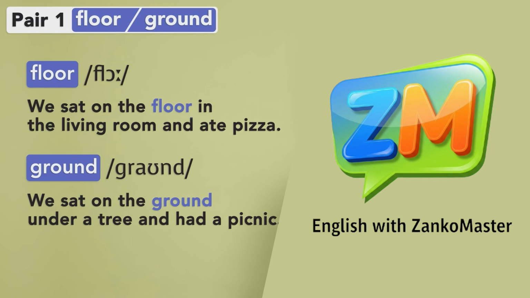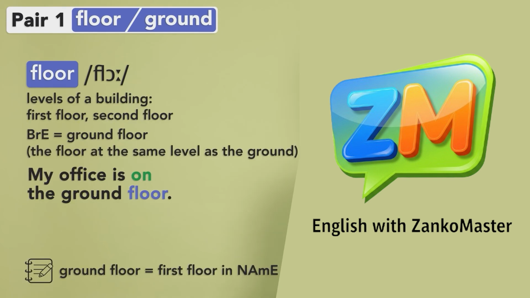For example, we sat on the floor in the living room and ate pizza. We sat on the ground under a tree and had a picnic. Floor also refers to the levels of a building. First floor, second floor, for example. And here's where it gets confusing. In British English, we use the term ground floor for the floor at the same level as the ground or earth outside. My office is on the ground floor.